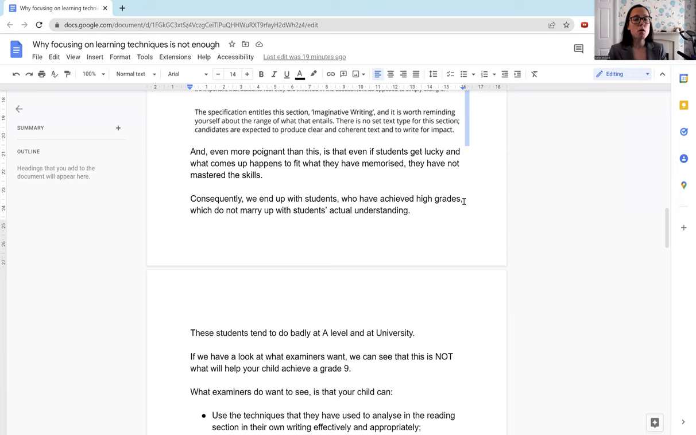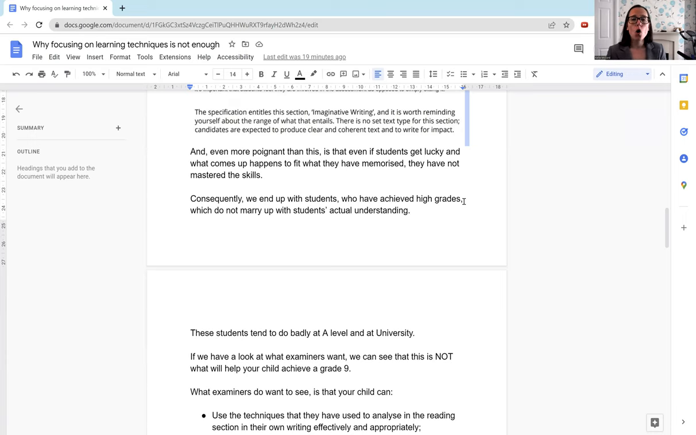And so even more point in this is that even if students get lucky and what comes up happens to fit what they have memorized, they have not mastered these skills, like I've said. So then what happens is maybe your child strikes gold as such, and what they've memorized does come up in the exam. There's something that is really applicable and your child scores a really high grade, which is fantastic in the short term, because what ends up happening then is that they are given this false sense of confidence that they have understood how to write for purpose, for impact.